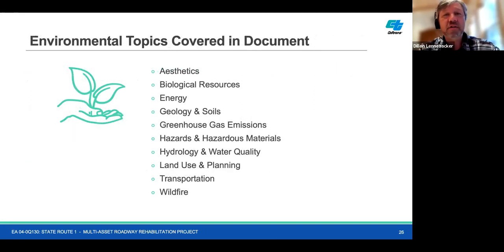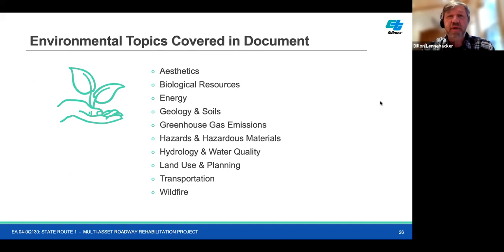In the document that's currently out for review, there were 22 CEQA topics reviewed and analyzed for the project, most of which were determined to have no impact. The categories shown here were determined to have less than significant impacts. These include aesthetics, biological resources, energy, geology and soils, greenhouse gas emissions, hazards and hazardous materials, hydrology and water quality, land use and planning, transportation, and wildfire.